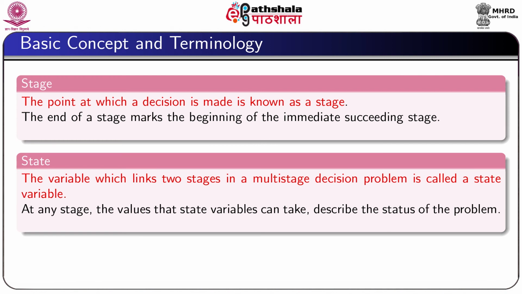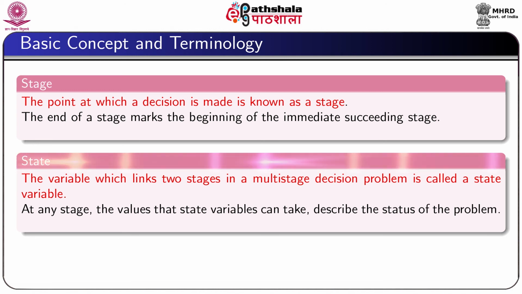Let us now define some terminologies which are usually used in dynamic programming. Stage: the point at which a decision is made is known as stage. The end of a stage marks the beginning of the immediate succeeding stage. For instance, in replacement problem, each year is a stage, whereas in shortest route problem, each city represents a stage.